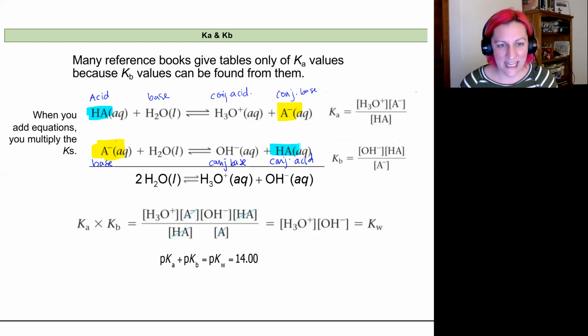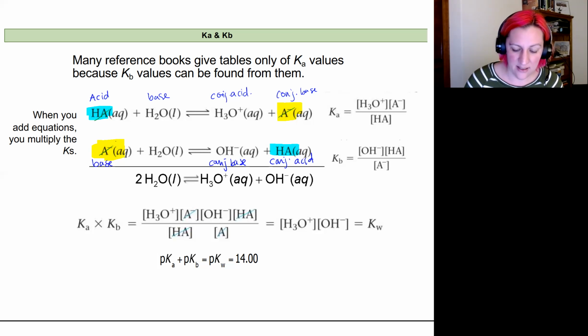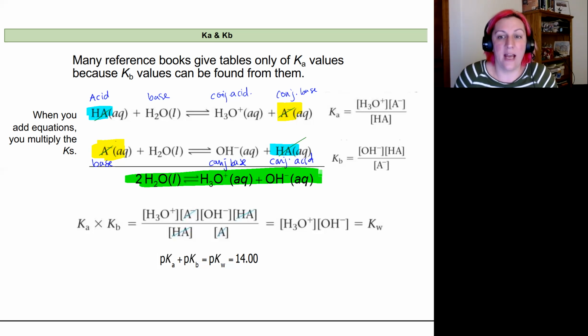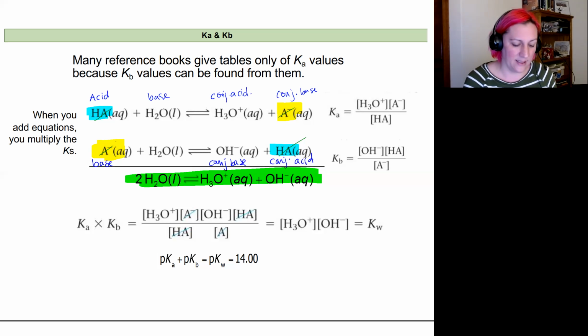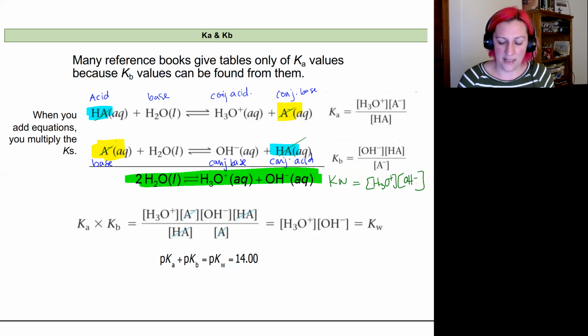So I'm going to take the sum of these two, and when I do, these acids are going to cancel, and these bases are going to cancel, and my net equation is going to be 2 water in equilibrium with hydronium ion and hydroxide ion. And so hopefully that looks familiar. That was our autoionization of water. And that is characterized by Kw, right? Kw is equal to the concentration of our hydronium ion times the concentration of our hydroxide ion.